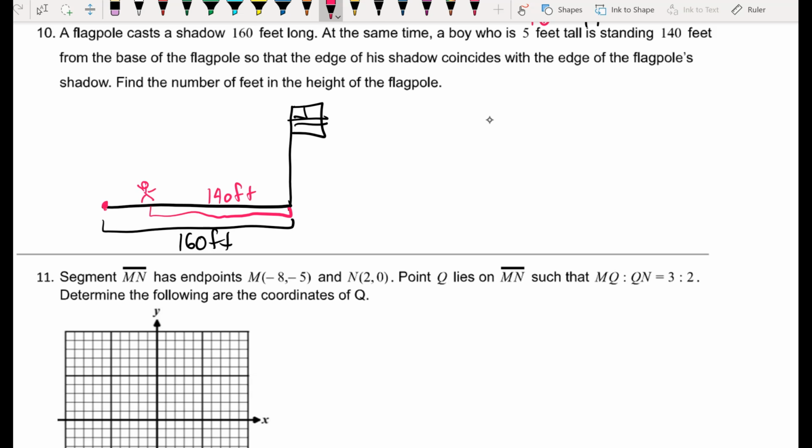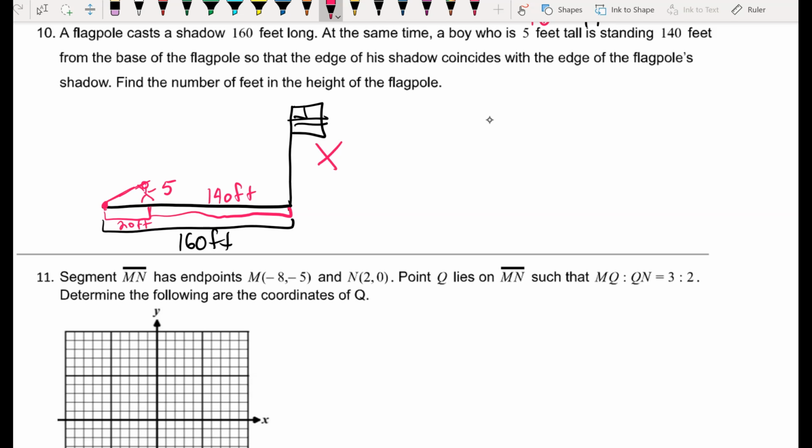In which case, the edge of both their shadows should be 20 feet, because that's just the remaining distance of that 160. 20 plus 140 is 160. And I also know that he's 5 feet tall. And the question is, find the number of feet in the height of the flagpole.